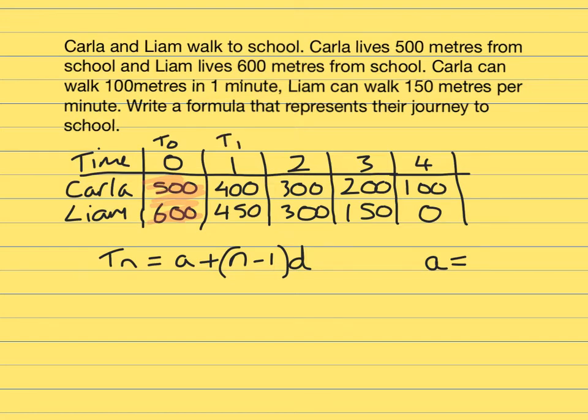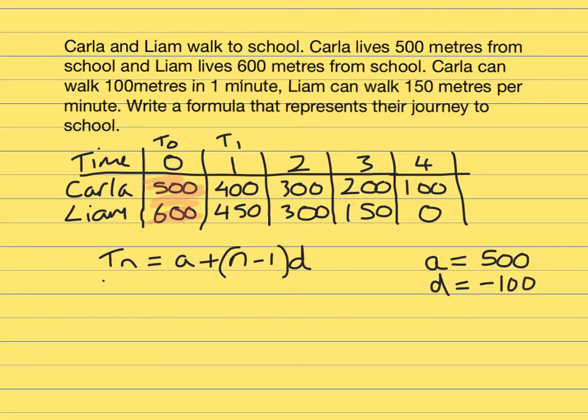Okay. And there's a really simple way of figuring out if you've done this wrong or if you've done it right. And I'm going to show you an alternative method as well. So let's say, for example, I'm going to do it wrong first of all. So let's say we're going to find out Carla's time. So A is equal to 500. We're going to pretend that 500 is the first term. And that our difference, well, we know that Carla can walk 100 metres in 1 minute. And we can see that that's going down by 100. So I'm going to pop that in there.